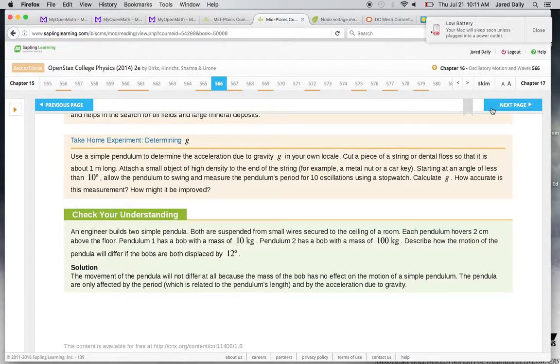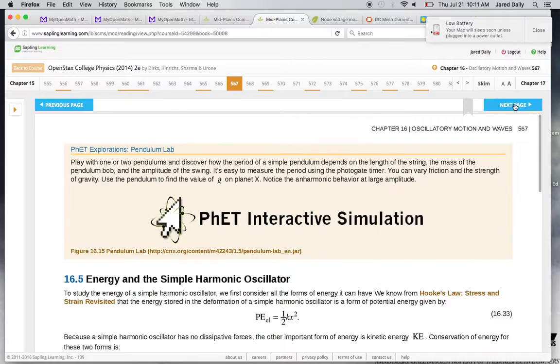And here is an engineer building two simple pendulums. The pendulum hovers 2 centimeters above the floor, has a bob with 10 kilograms, and another one has a bob of 100 kilograms. We want to describe how the motion of the pendulum will differ if the bobs are both displaced by 12 degrees. They both have the same length, right? If they both have the same length, then they're not going to change at all, because it only depends on length.